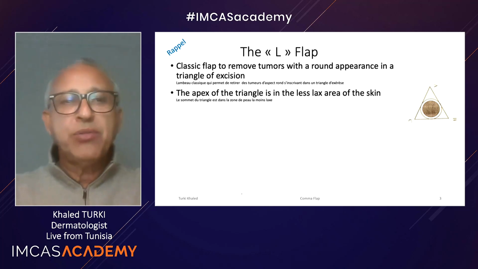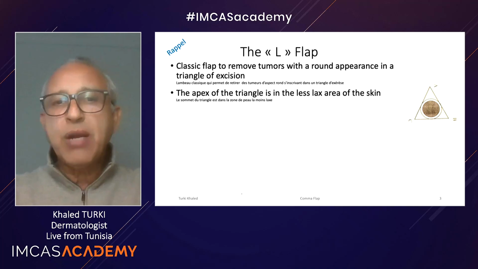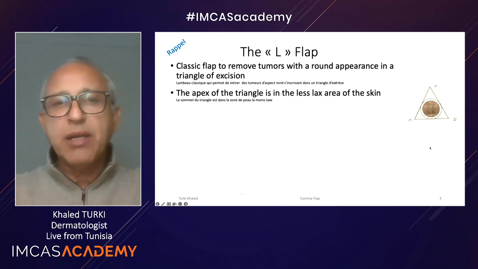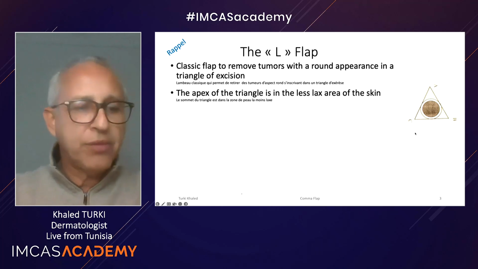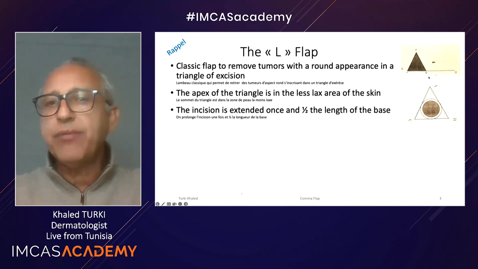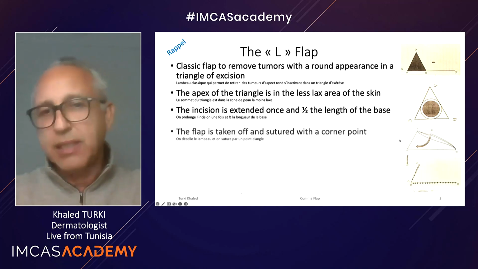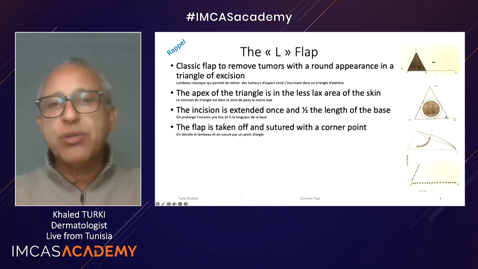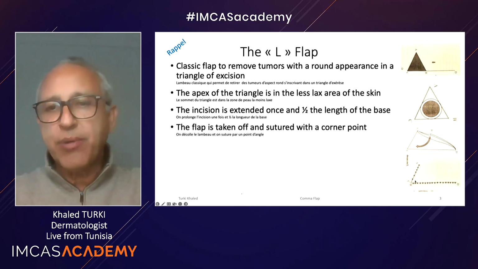It's the classic flap to remove a tumor with a round appearance and a triangle excision. The apex of the triangle is in the less lax area of the skin, and the incision is extended one and a half times the length of the base. It's a classic flap. The flap is taken off and sutured with a corner point like here.